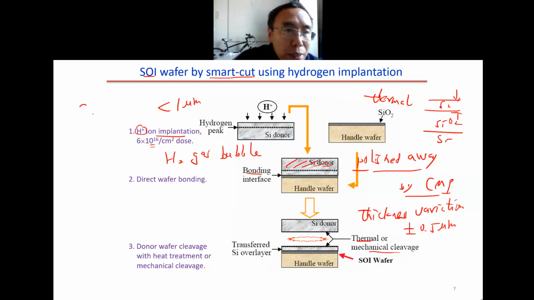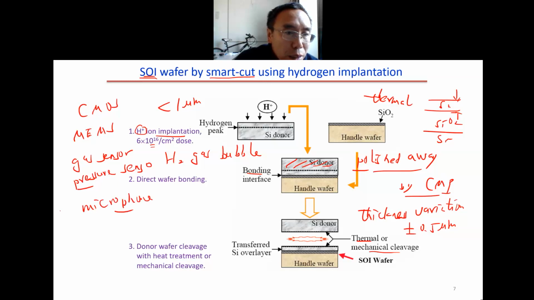Besides CMOS, another popular application for the SOI wafer is MEMS. For example, it's widely used for the gas sensor, pressure sensor, and also the microphone. This is a MEMS microphone. For all of them, they use an SOI wafer. Here we have the silicon oxide, and here we have silicon and silicon.